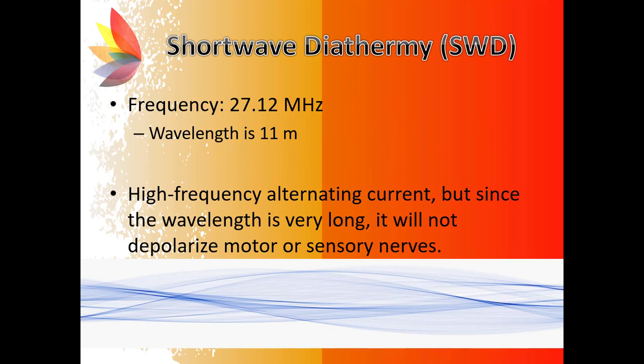The Federal Communication Commission, or FCC, has reserved the frequencies of 13.56, 27.12, and 40.68 MHz for medical usage, with the 27.12 MHz frequency being the most commonly used. A 27.12 MHz treatment has a wavelength of 11 meters. Shortwave diathermy forms a magnetic field in the tissue. But since the wavelength is so very long, approximately 11 meters, it will not depolarize motor or sensory nerves like electrical stimulation.